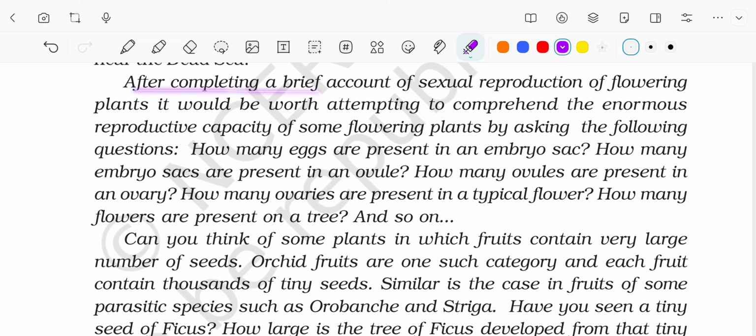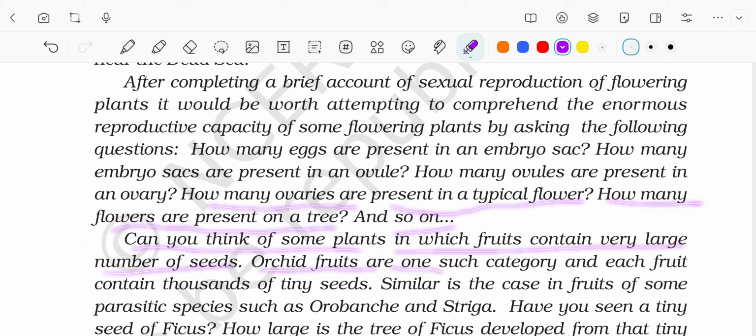After completing a brief account of sexual reproduction of flowering plants, it would be worth attempting to comprehend the enormous reproductive capacity of some flowering plants by asking the following questions. How many eggs are present in an embryo sac? How many embryo sacs are present in an ovule? How many ovules are present in an ovary? How many ovaries are present in a typical flower? How many flowers are present in a tree? And so on. Can you think of some plant in which fruit contain a very large number of seeds?